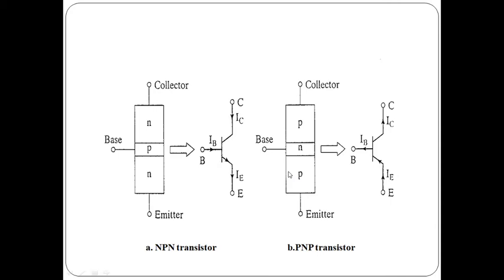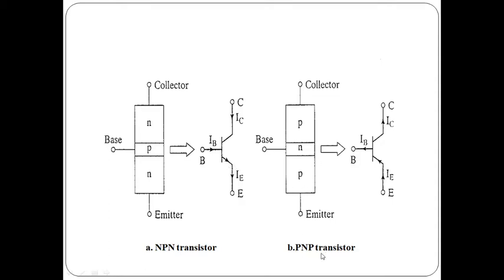Here the figure shows the construction and symbol of an NPN and PNP transistor. Figure A shows the NPN transistor, where a P-type region is sandwiched in between the two N-type end regions. The base terminal is taken from the P region, and the collector and emitter terminals are taken from the end regions. If you look at the symbol of the NPN transistor, the arrow mark indicates the flow of current in a transistor. For the NPN transistor, the arrow mark is shown outwards.